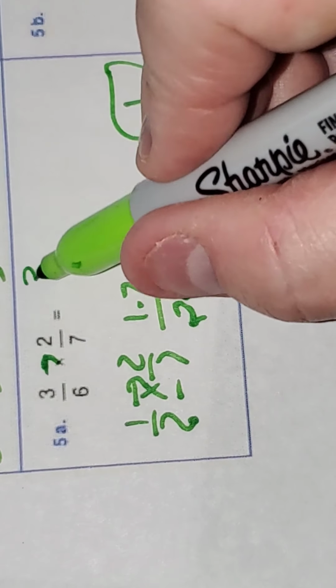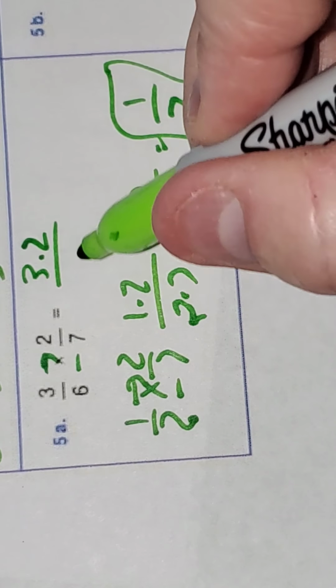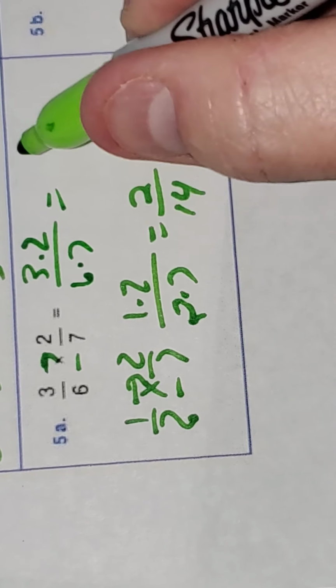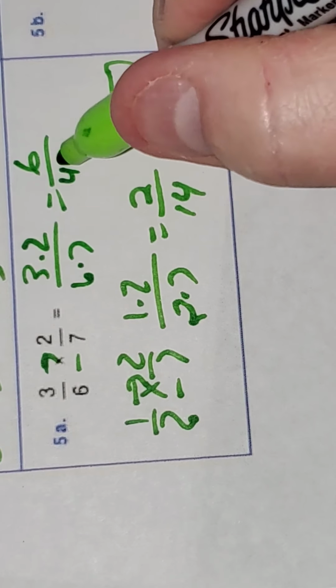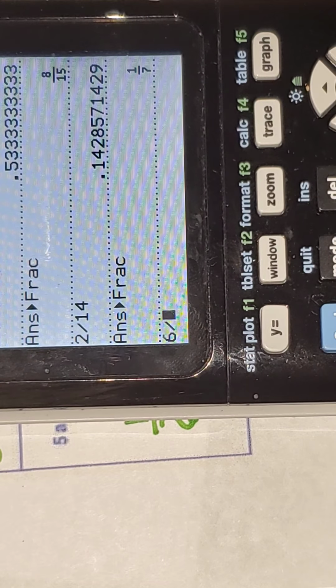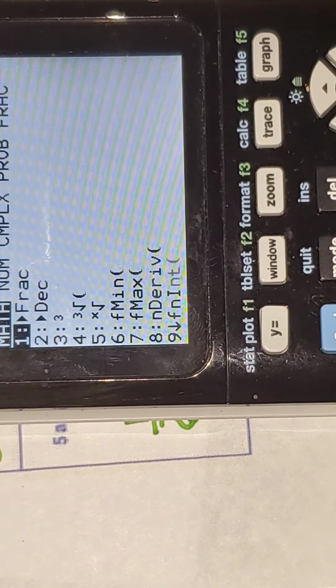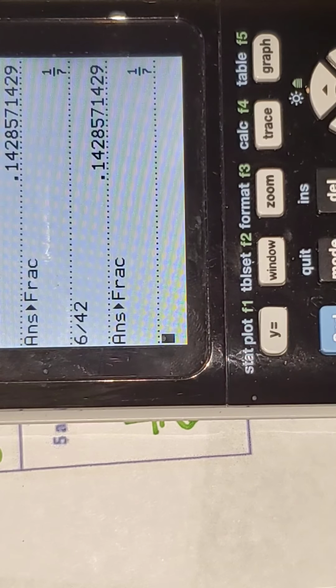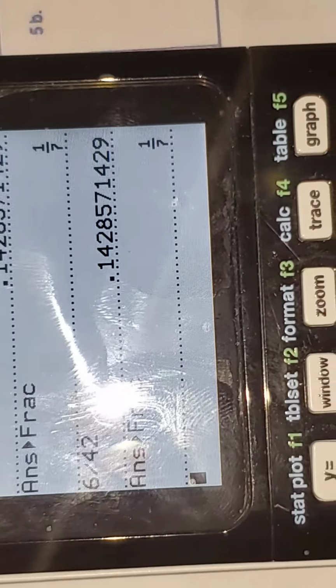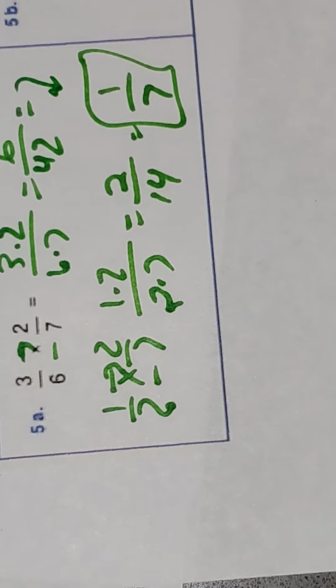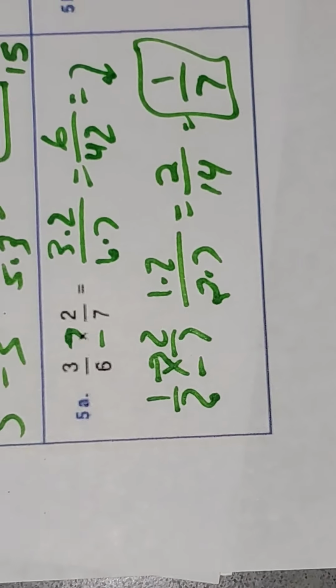If you don't reduce in the beginning, you get 3 over 2 times 6 over 7, which is 6 over 42. Again, 6 divided by 42 is this number, this decimal. We hit math, fraction, enter. Notice again, we get an answer of 1/7. 1/7 is the final answer there.